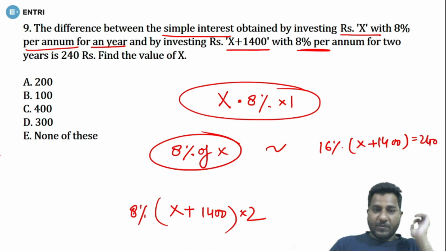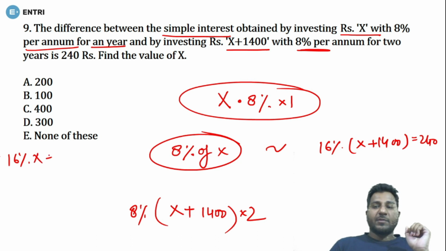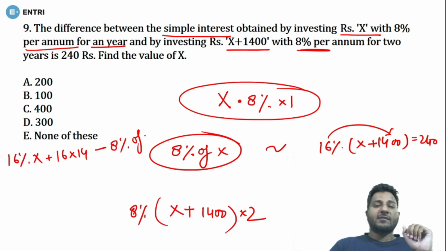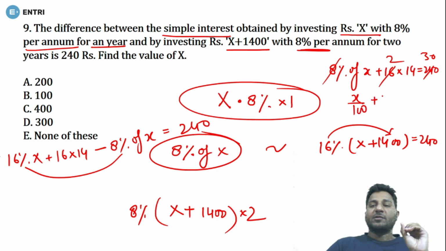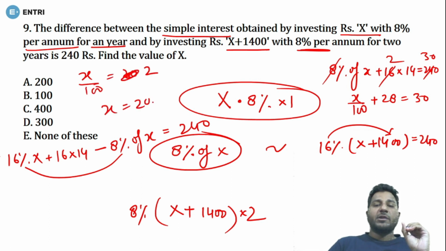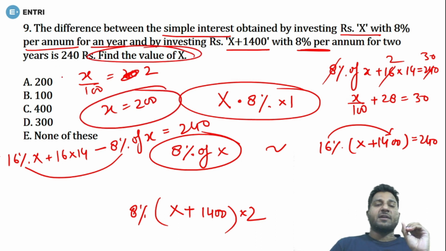Now when you solve this, it is 16% of X plus 16 into 14, because if you multiply it with 16%, the zeros will be eliminated, minus 8% of X equals 240. This becomes 8% of X plus 16 into 14 equal to 240. Now you will see X by 100 plus 28 is equal to 30. So X by 100 equals 2, so X is equal to 200. That means the value of X is 200.